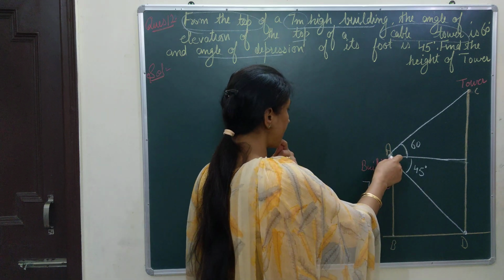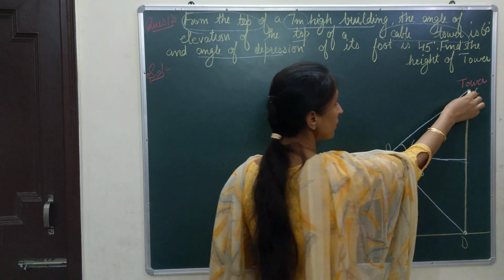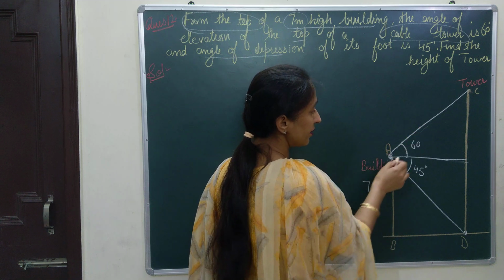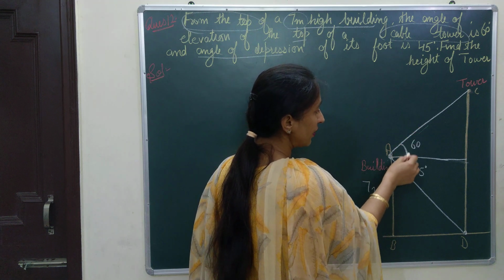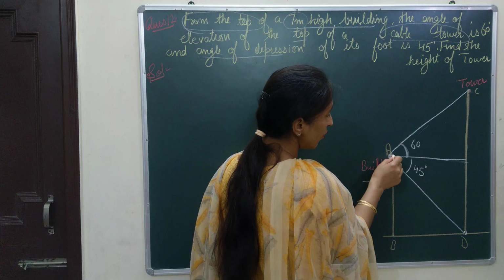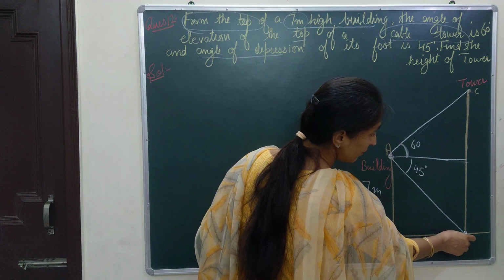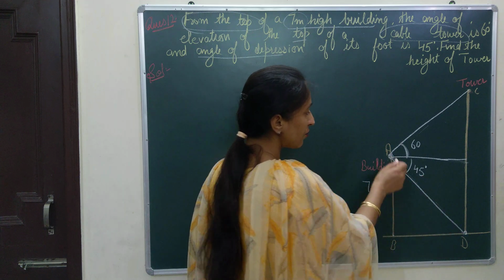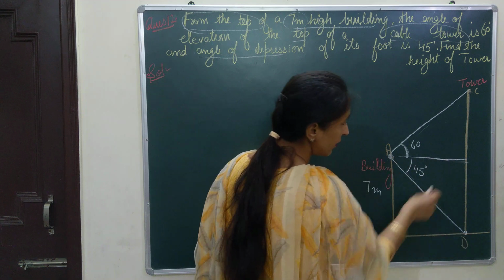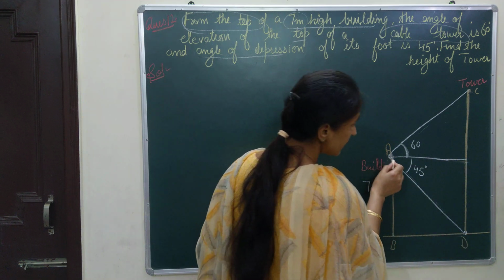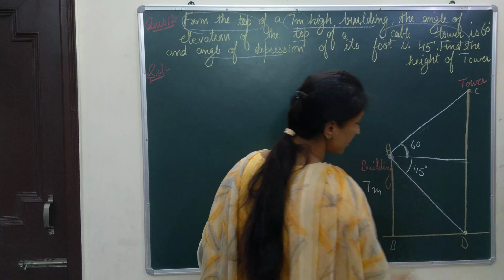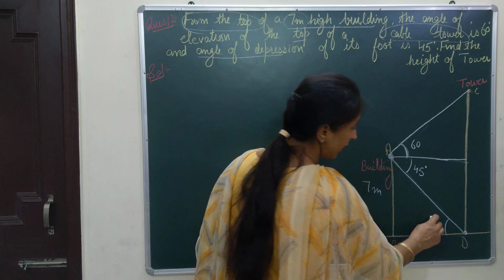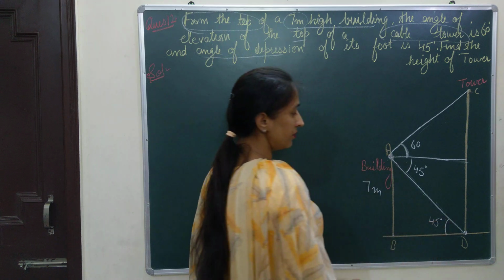So a person is standing here on the top of a building. When he focuses on the top of the tower, the angle of elevation is formed as he raises his head. So the angle of elevation is 60, and when he lowers his head to look at the foot of the tower, the angle of depression is 45. You can see here these two lines are parallel lines, and this AD is a transversal. So these two angles are alternate interior angles and they are always equal.